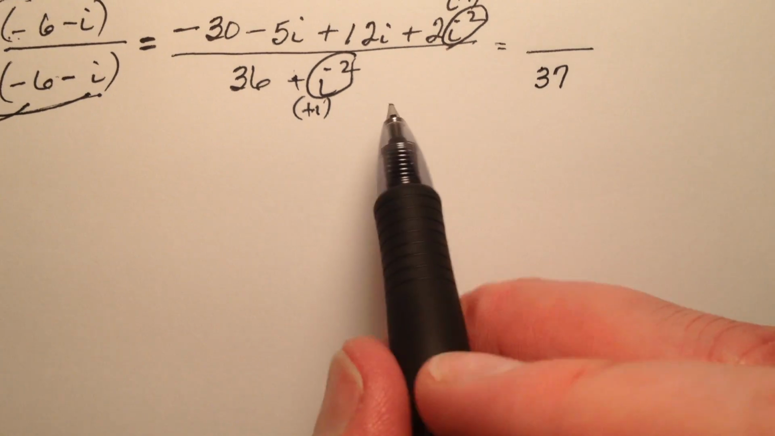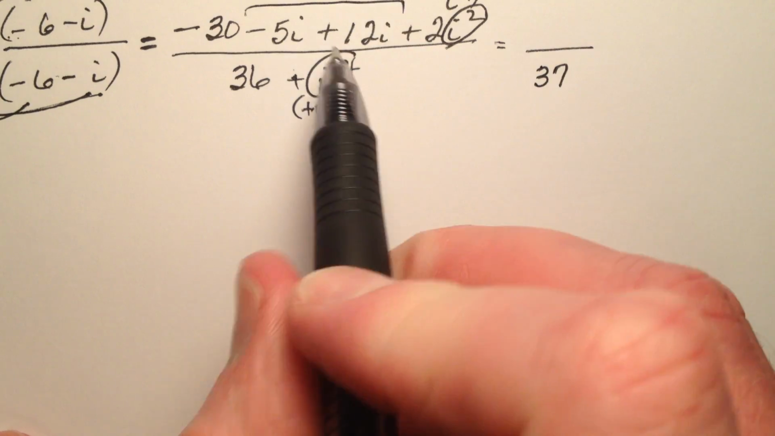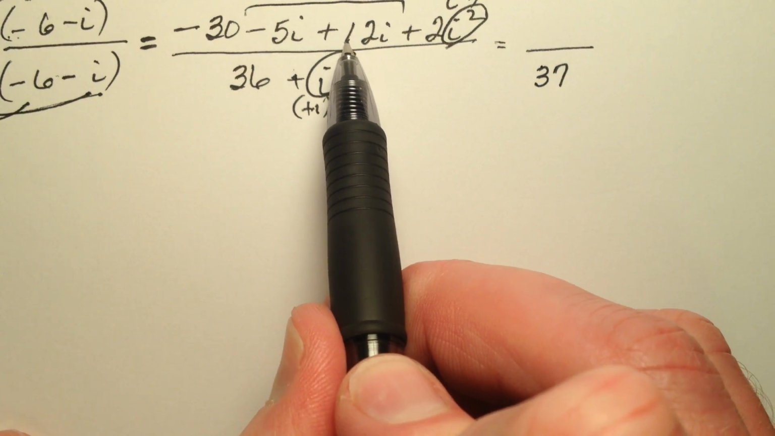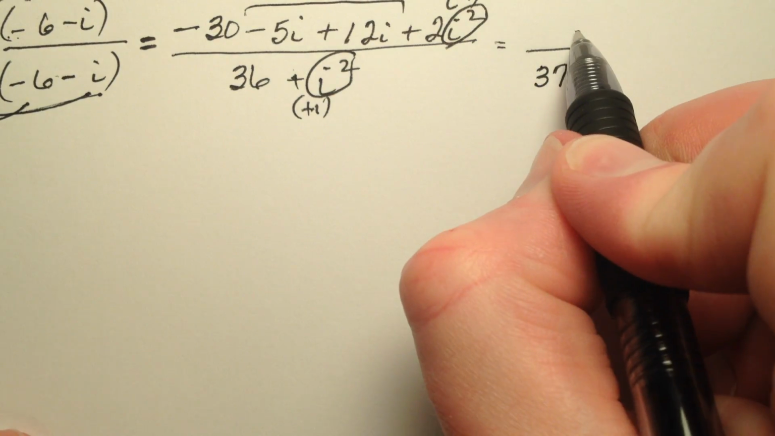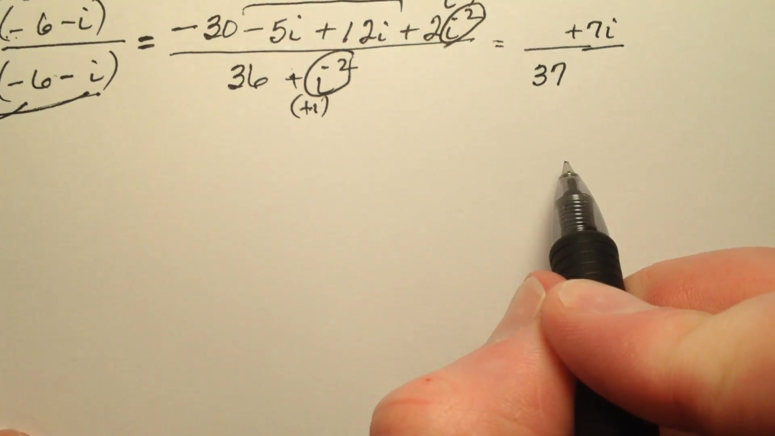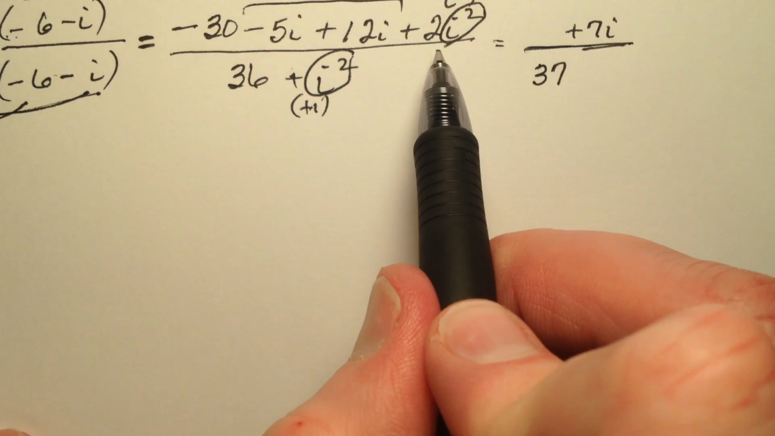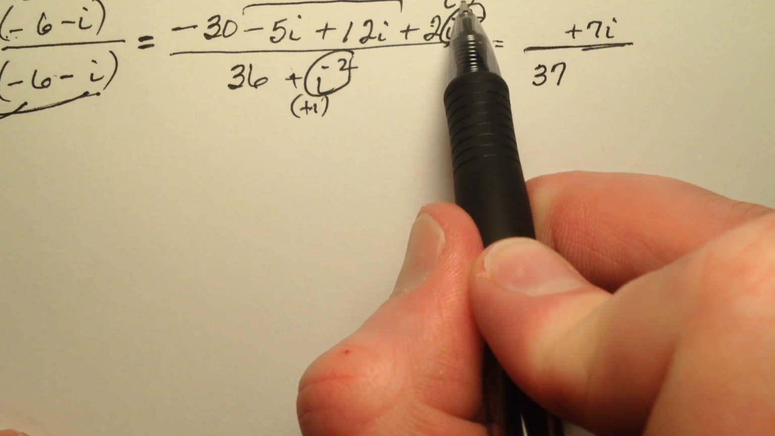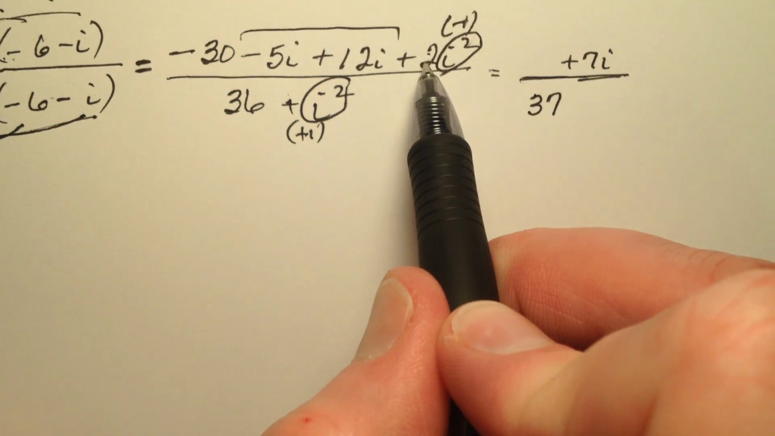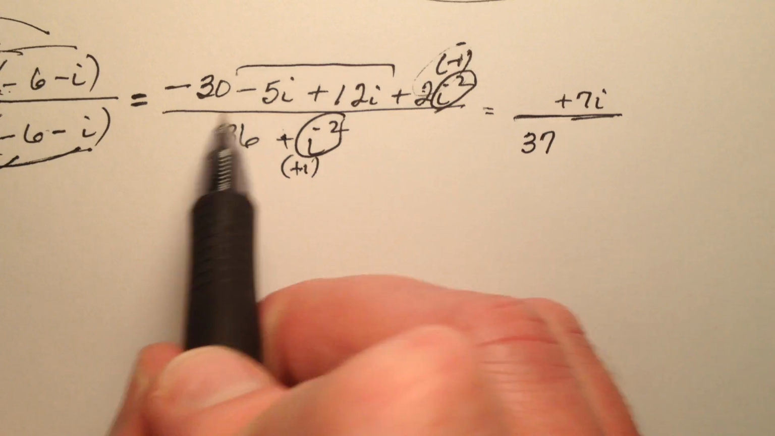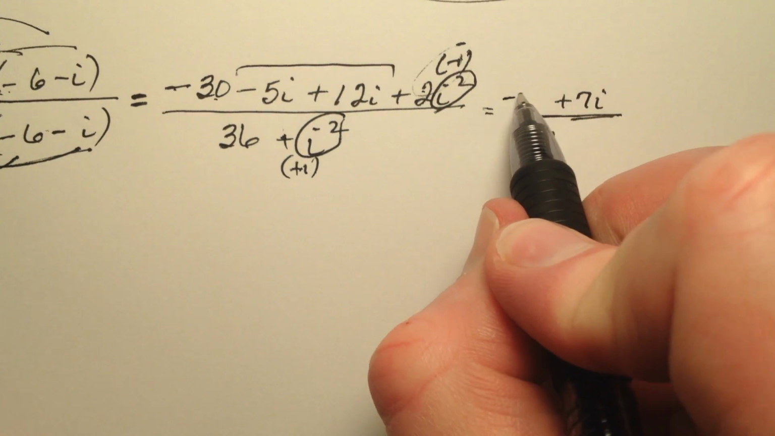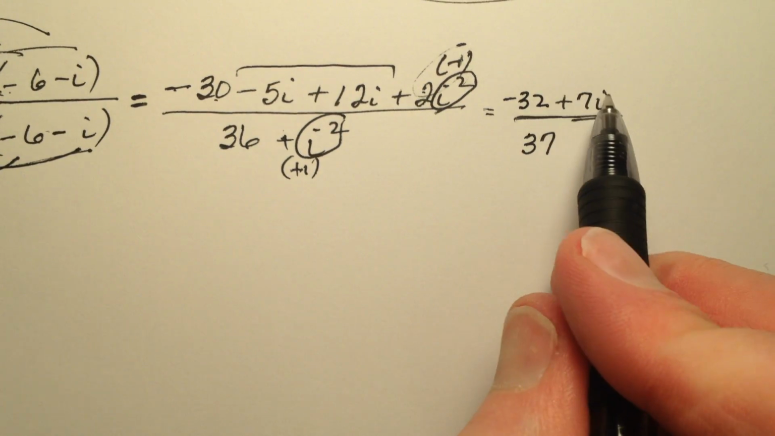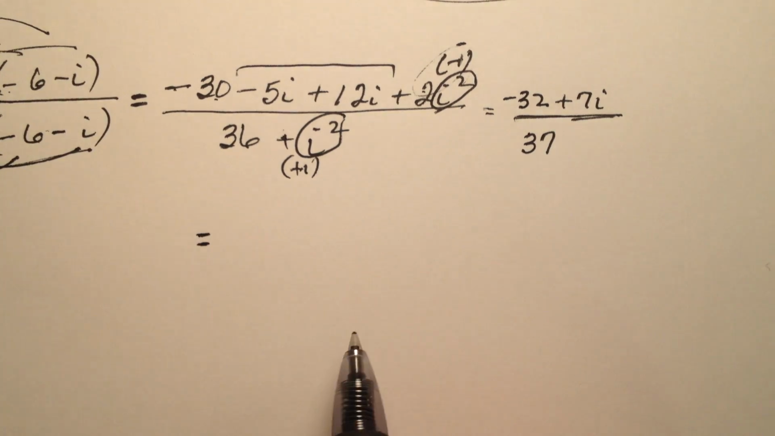And my numerator here, I have some like terms, so -5i and 12i is going to be 7i, so plus 7i. And then when I have this 2 times -1, this is a -2. And then -30 and -2 makes -32 plus 7i all over 37.